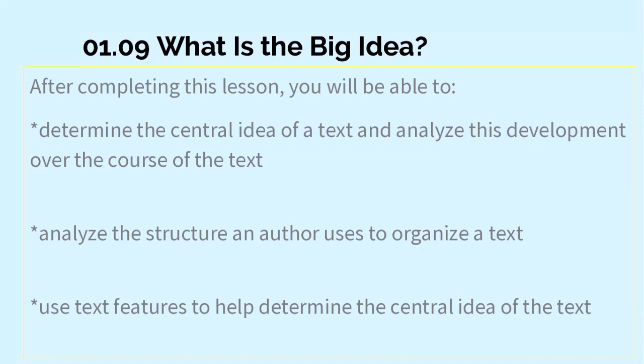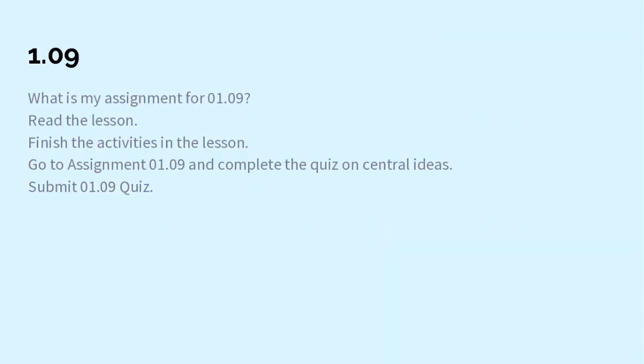1.09 is all about the central idea or the main idea of the text. So make sure that you read that and take your notes on it. At the end of 1.09, there's a quiz. So you want to make sure that you read the lesson, finish all the activities in the lesson, take your notes, and go to 1.09 and complete the quiz on central ideas, and then submit.